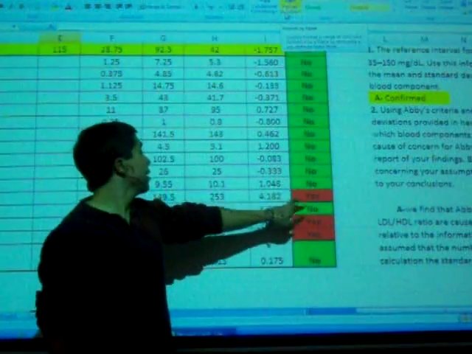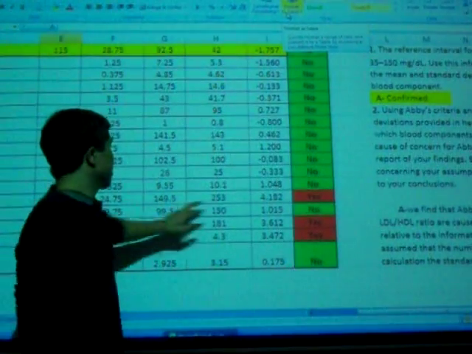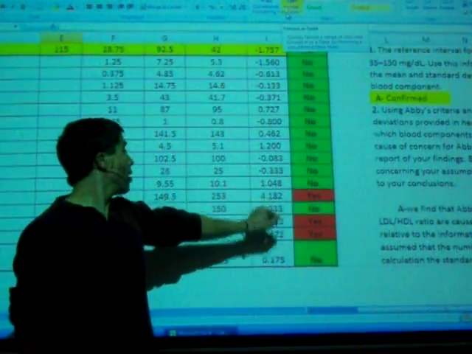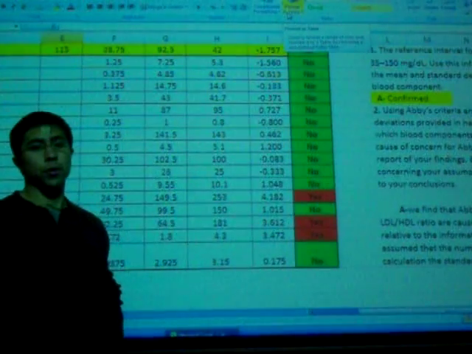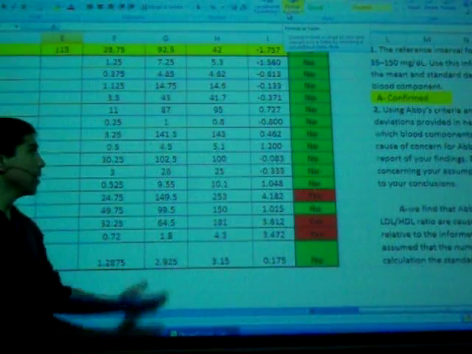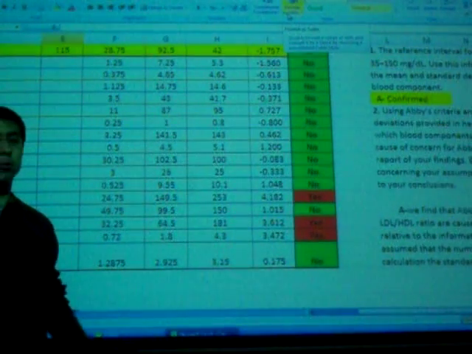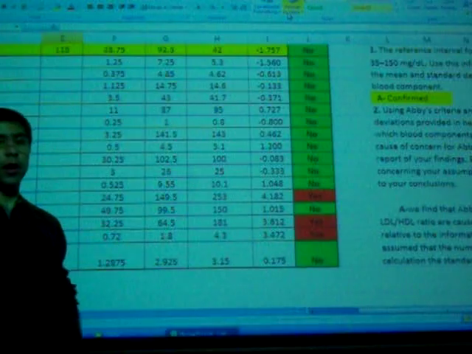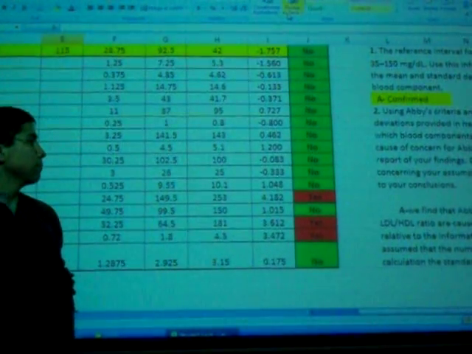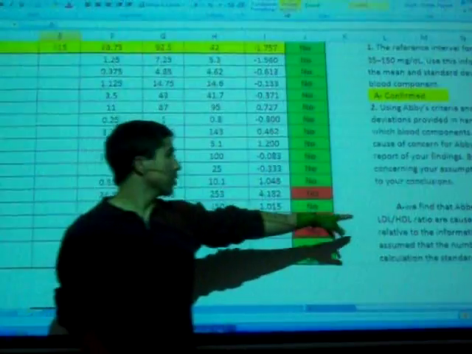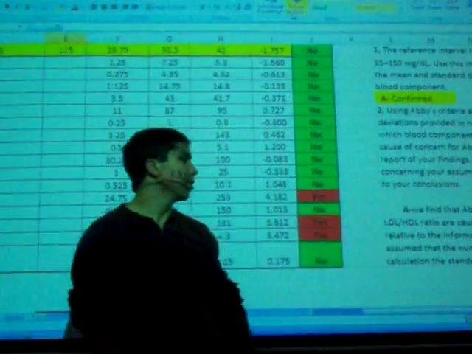So as you can see here, I don't know what this one is, but this is 4 away, 3, and another 3. So those are all pretty big causes for concern for her. And those are really all the questions we had for this part. And so we find that she should just be concerned about her total cholesterol and her LDL and HDL ratio.